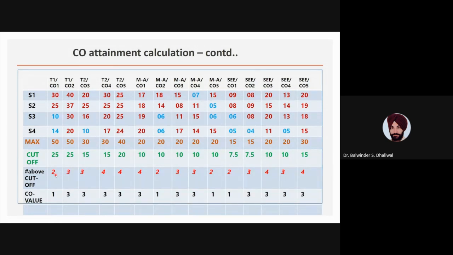So now what is the total number of students? So total number of students is 4. Out of 4 students, 2 students are above cutoff. So what is the percentage of students above cutoff? So this will be 2 divided by this 4, right? So 2 divided by 4 is 50%, right?